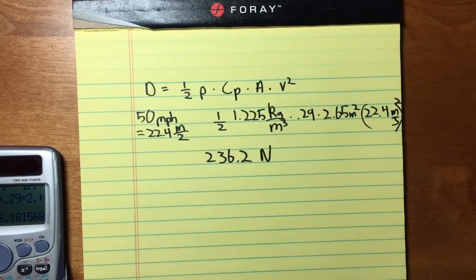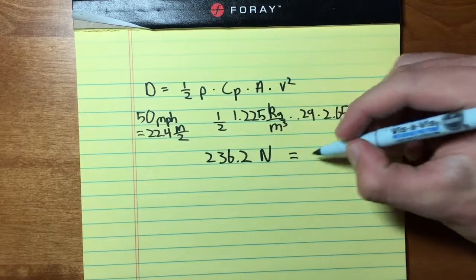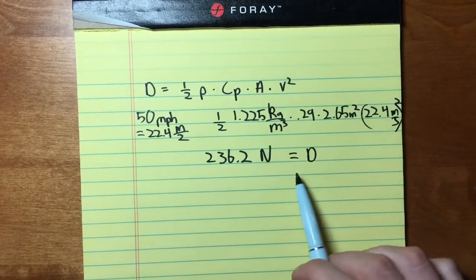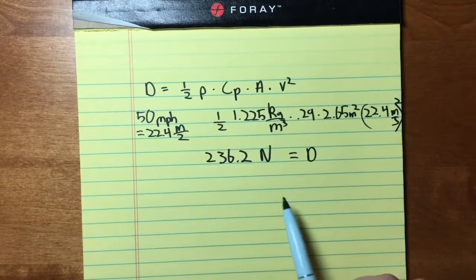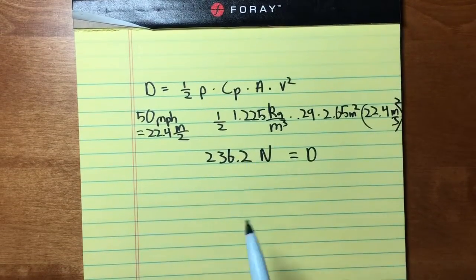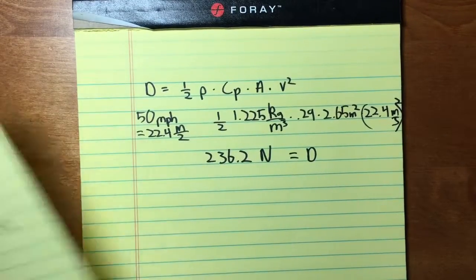And that is newtons. And so newtons is the force. So essentially this drag is equal to the force, and this same force is what your car has to generate to overcome wind resistance just to stay at a constant speed. So the more force there is, the harder your engine will have to work.